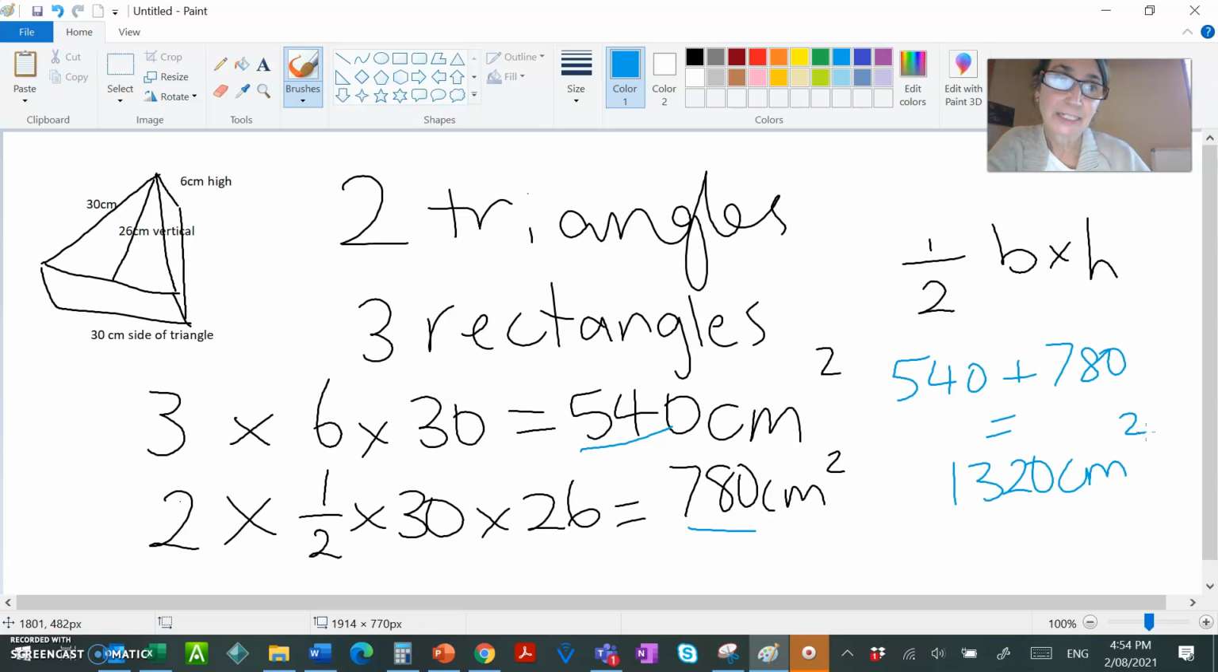I did this one a little differently from the previous one because instead of adding the three rectangles, I just multiplied by 3. And here, instead of adding the two triangles, I have just multiplied by 2. But this is our answer here, 1,320, and the units is centimeters squared. That's our triangular prism.